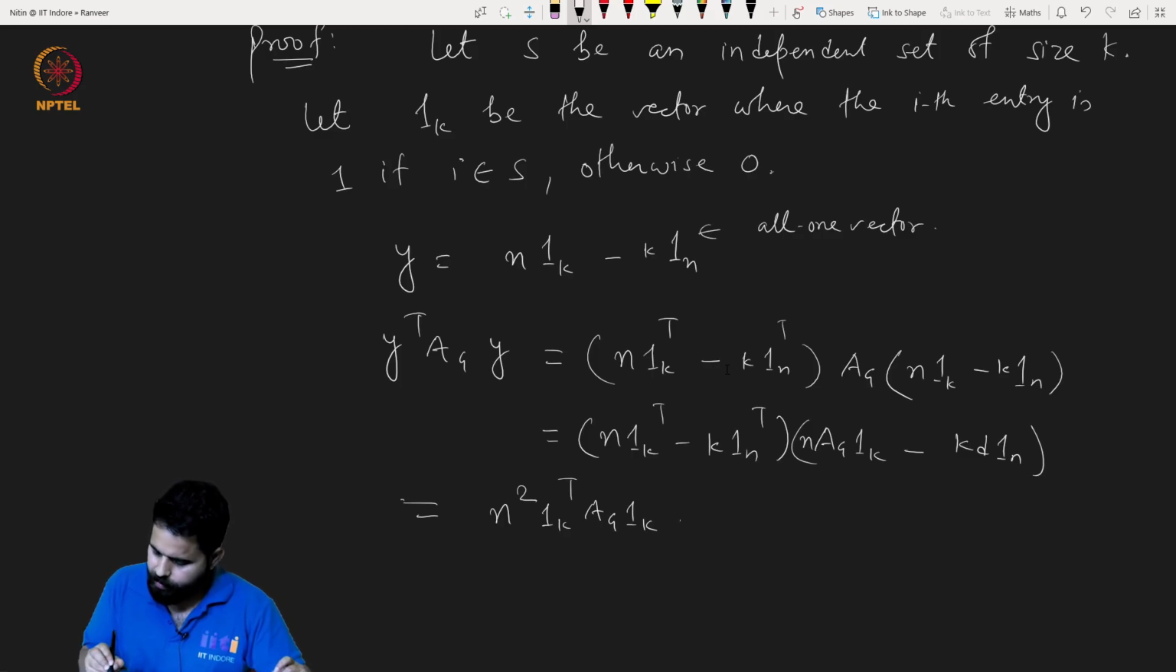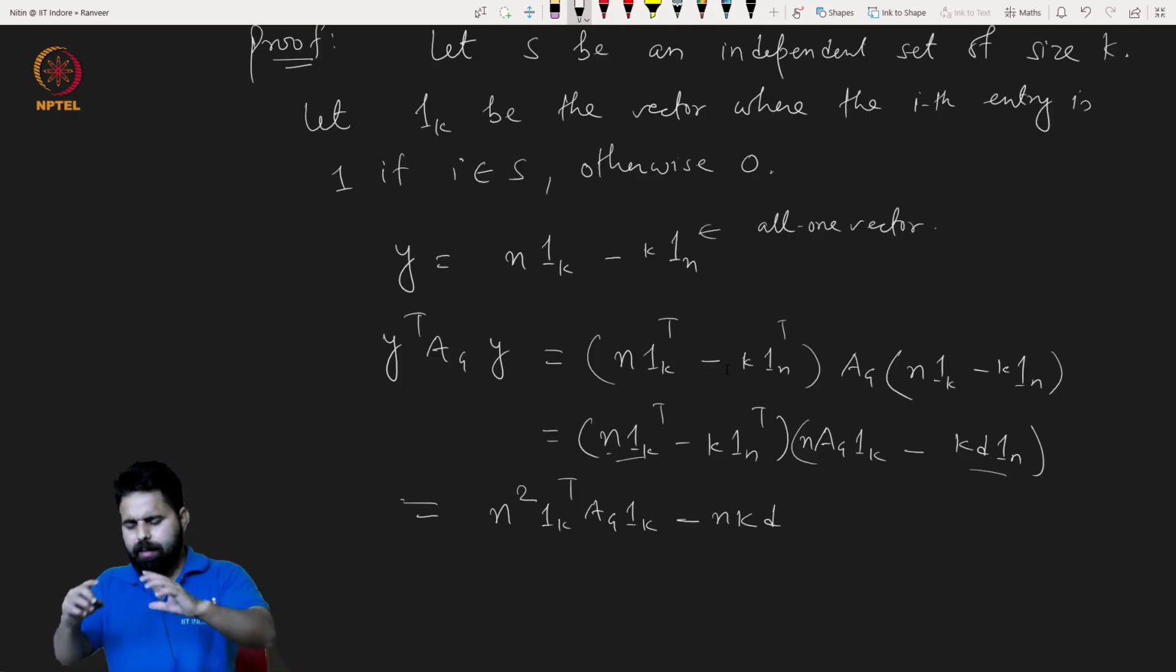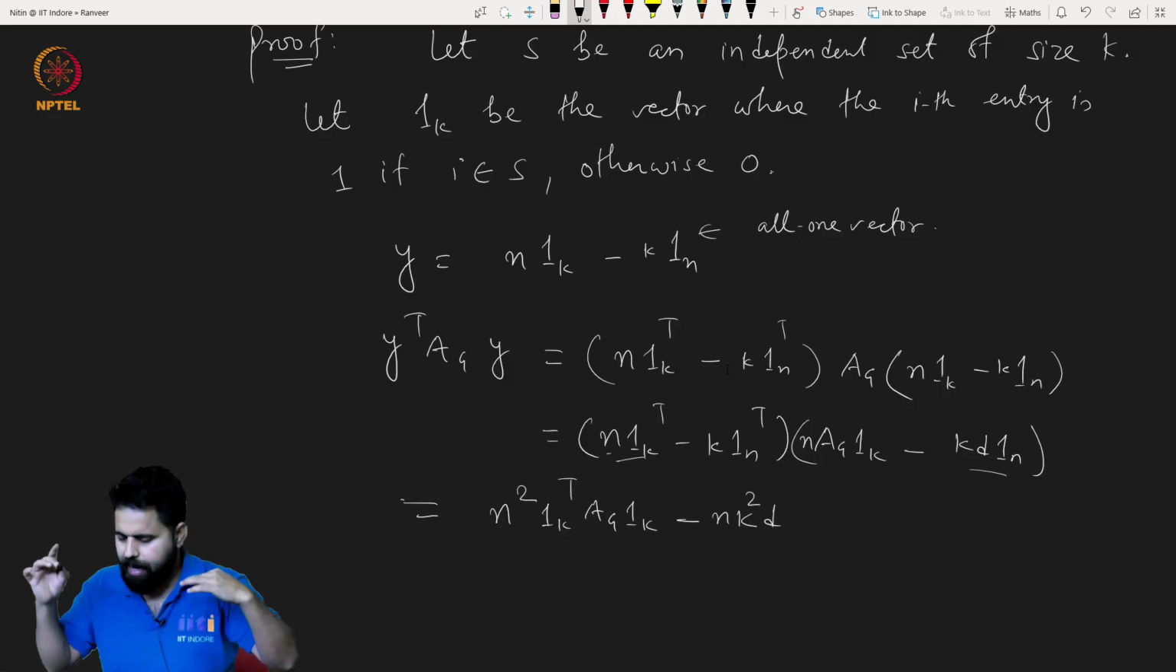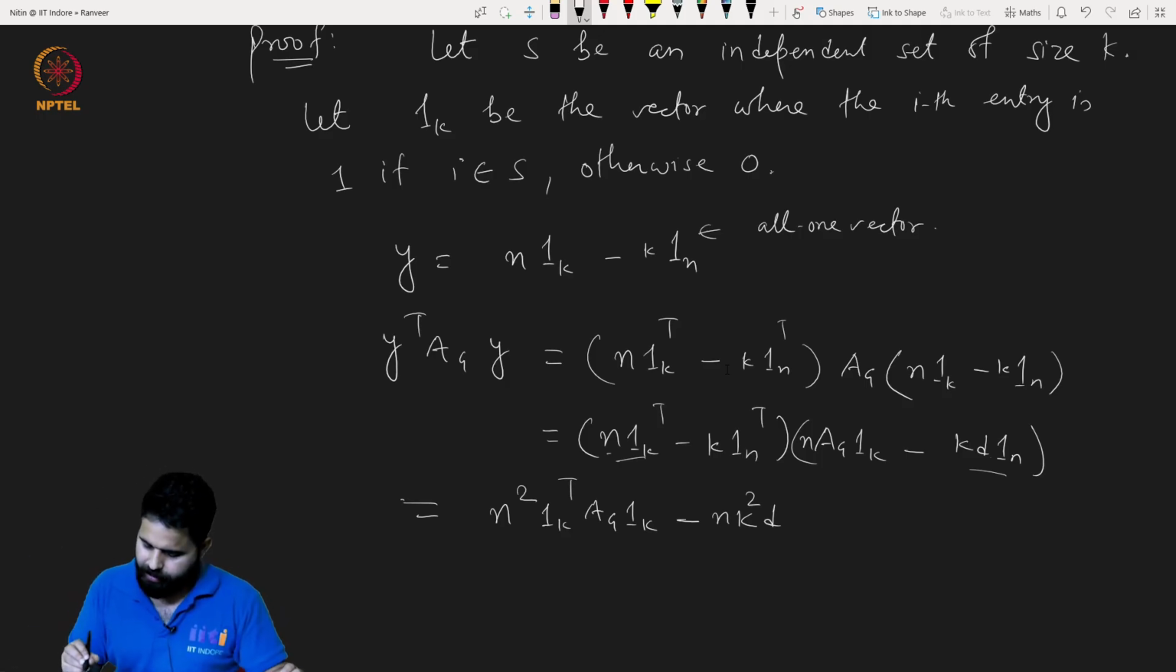This part is done. Now what will be this part? I am multiplying n k with this term, so this will be minus n k for sure, and D is also there. Now what is n times 1_S transpose times n D? Because there are k, this will be k squared D. Am I done? Yes, very simple. Then I will multiply with this, so this is minus k n.